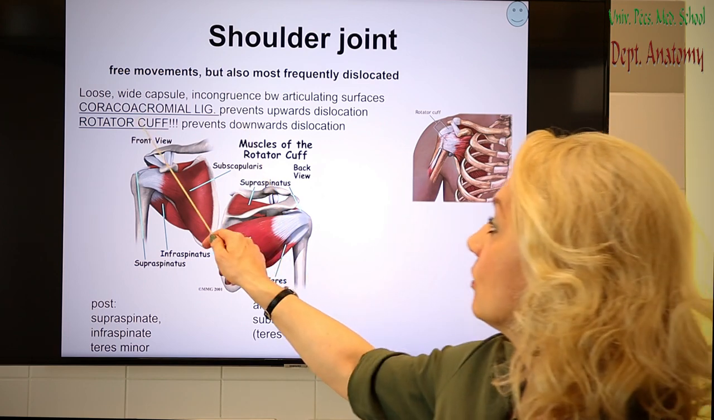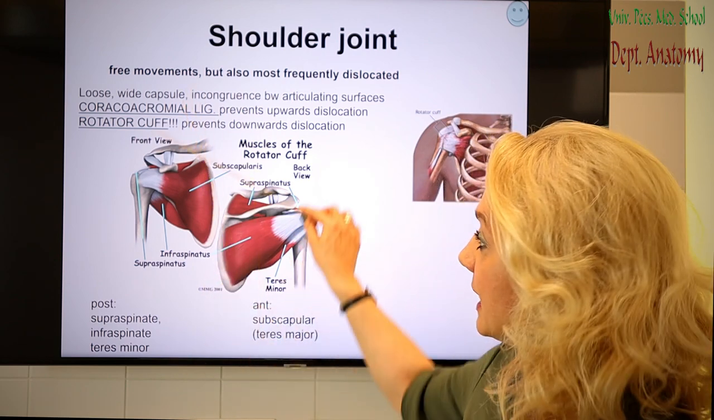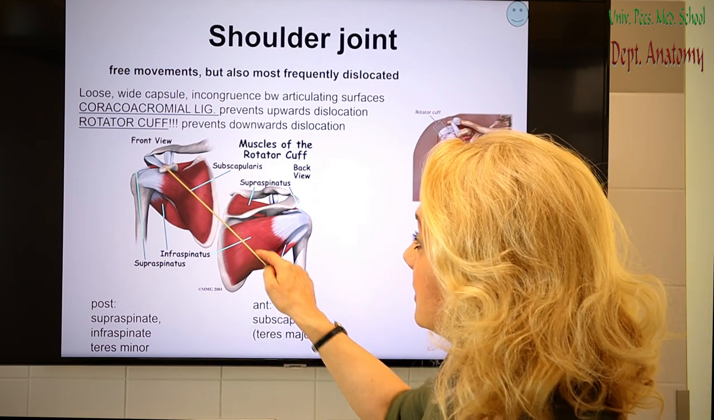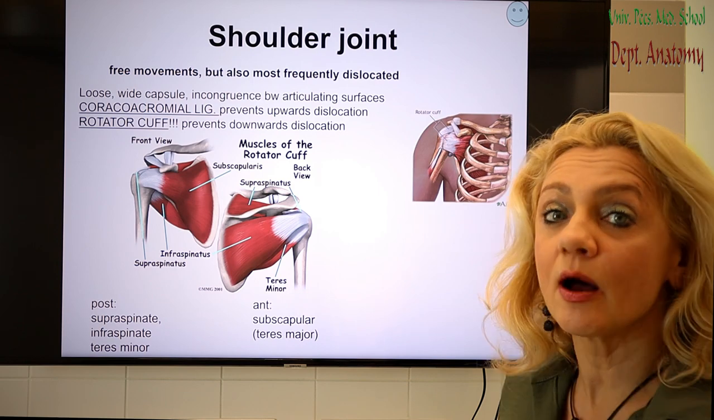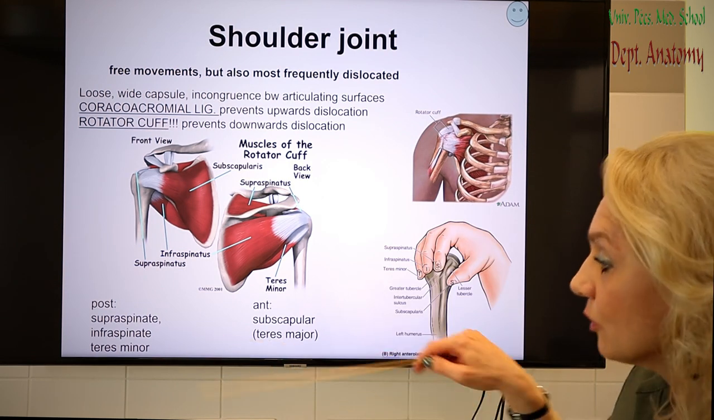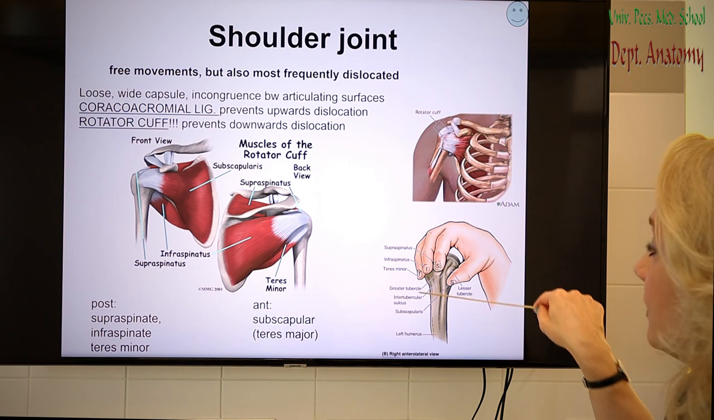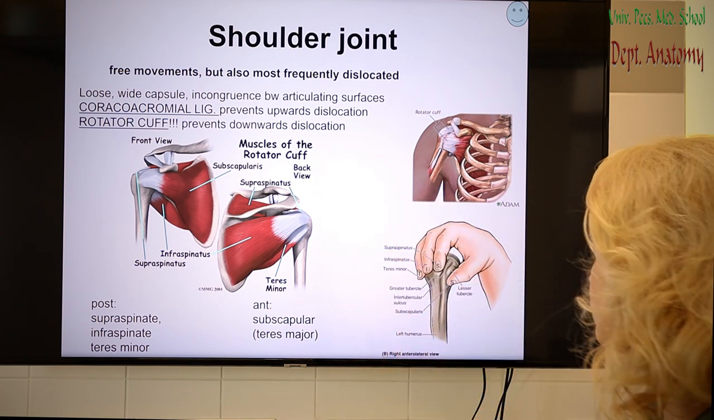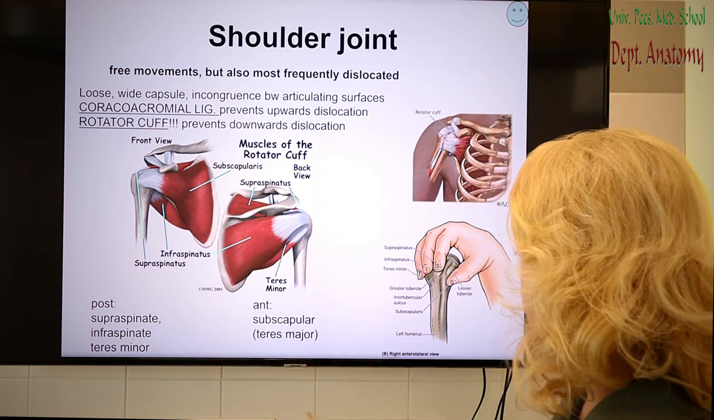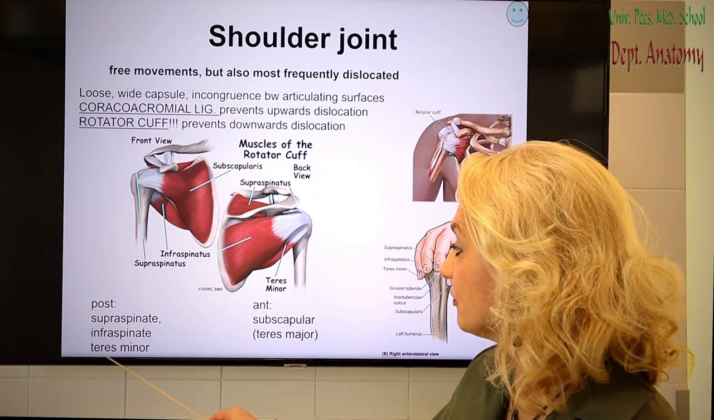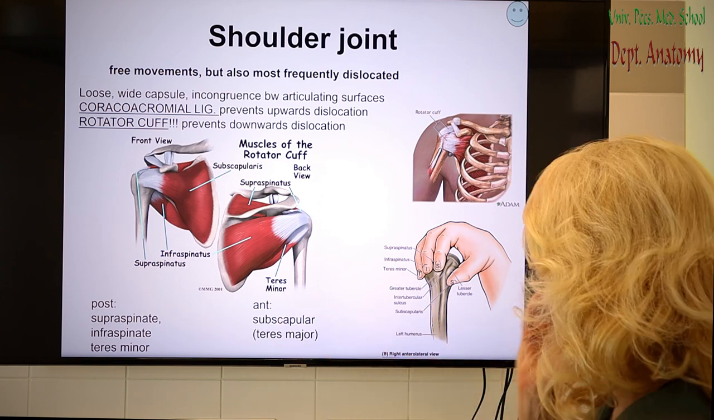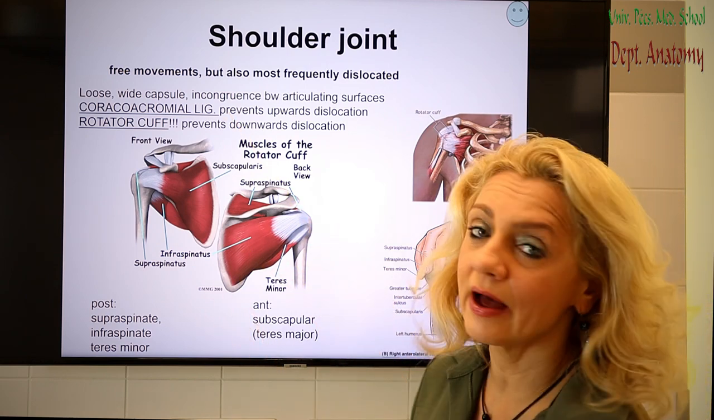Normally the coracoacromial ligament prevents upward dislocation. It is like a fornix over the humerus, and this is a very, very strong ligament preventing upward dislocation. And the rotator cuff, a very important group of muscles, shown here just like fingers above the shoulder joint, prevents downward dislocation. Here you can see which muscles form the rotator cuff: supraspinatus, infraspinatus, and teres minor here, and then anteriorly, the subscapularis muscle. These prevent downward dislocation.